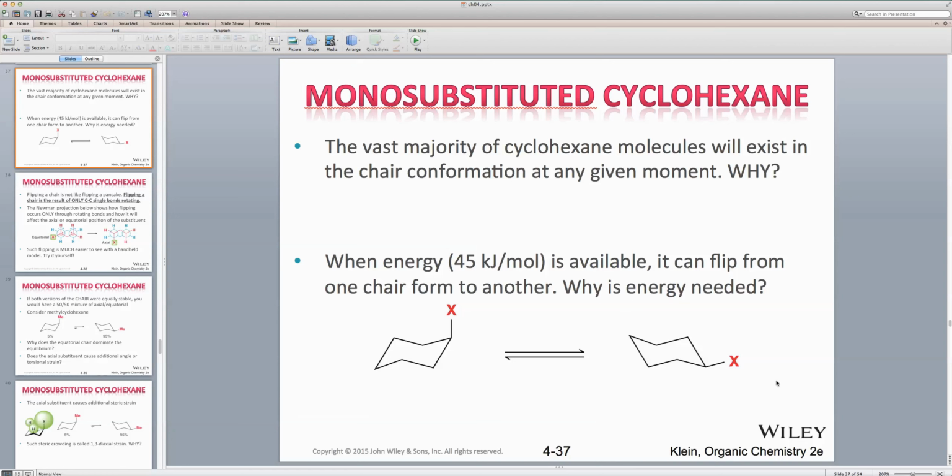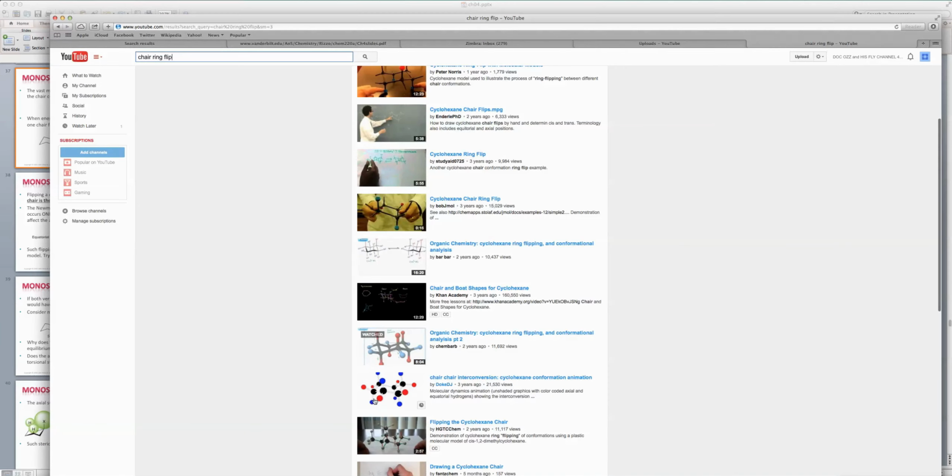But before we get there, let's actually look at an animation of a ring flip. Notice on this slide that I have an axial substituent, but after the ring flip, it becomes an equatorial substituent. What I would like to do now is to convince you that this is actually what happens.